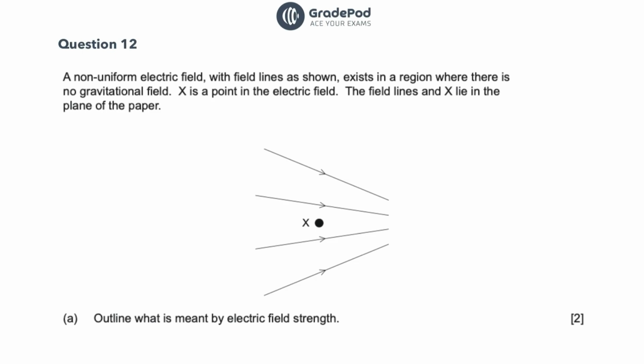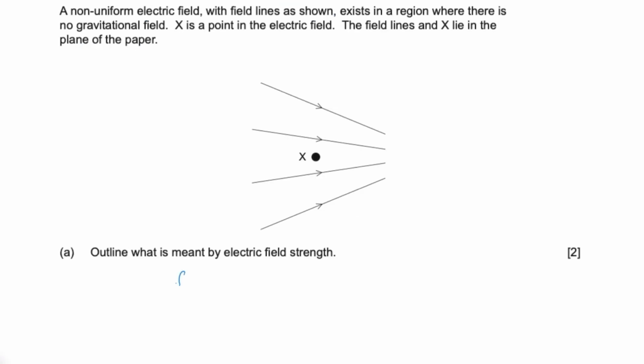Question 12. A non-uniform electric field with field lines as shown exists in a region where there is no gravitational field. We're only dealing with electric field. X is a point in the electric field. The field lines and X lie in the plane of the paper. A. Outline what is meant by electric field strength. It is the force per unit positive test charge. That's enough. That's all we need to write.